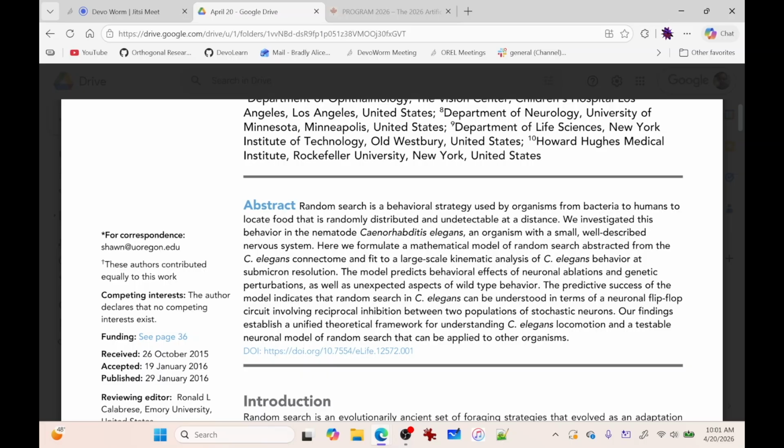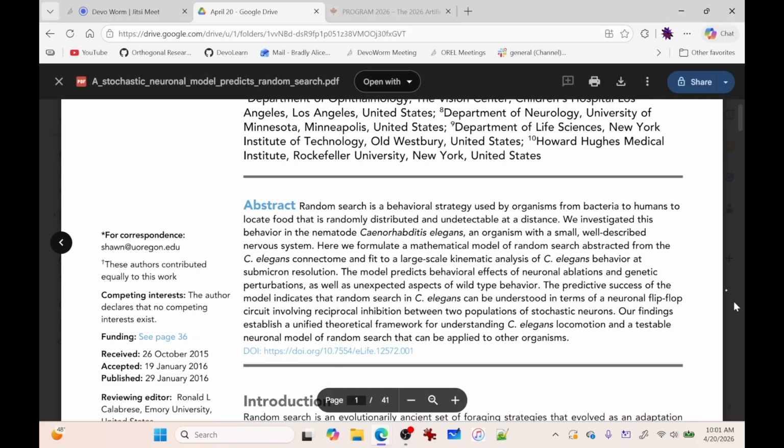Our findings establish a unified theoretical framework for understanding C. elegans locomotion and a testable neuronal model of random search that can be applied to other organisms. So here they're thinking about movement, not just as the position of the worm and then inferring different types of movements from those dynamics, but actually understanding what the worm is doing and where the worm is moving towards, and maybe some of the decision making that's happening as a result. And so this is an interesting model because it actually proposes a circuit type that needs to exist.